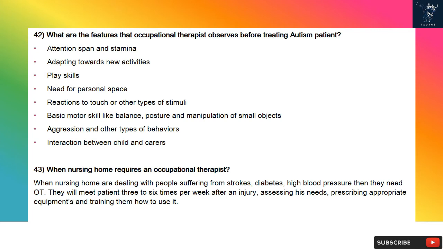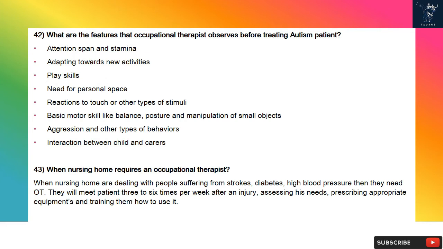42. What are the features that occupational therapist observes before treating autism patient? Attention span and stamina, adapting towards new activities, play skills, need for personal space, reactions to touch or other types of stimuli, basic motor skill like balance, posture and manipulation of small objects, aggression and other types of behaviors, interaction between child and carers.